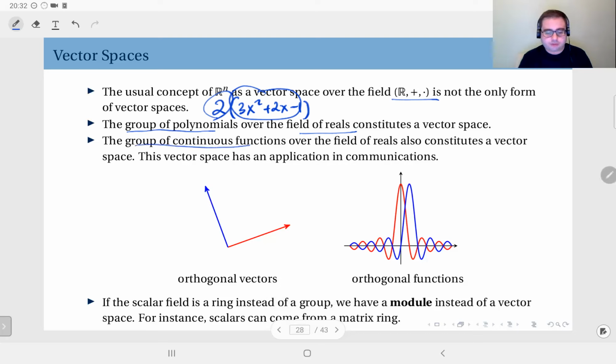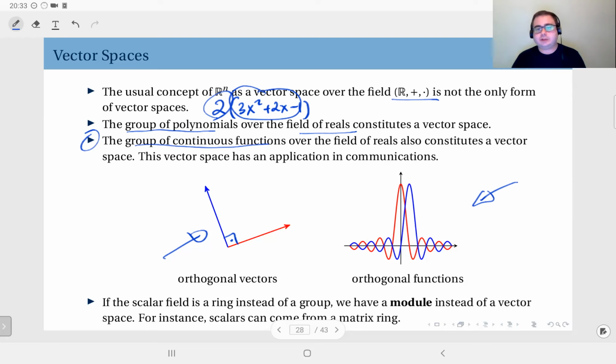Or for instance, the group of continuous functions over the field of reals, with the operation of addition, also constitutes a vector space. Now this vector space is special, especially for communications engineers, because we have direct applications of this in communications. For instance, when we say orthogonal vectors, you would understand this. You have two vectors with a right angle between them, right? This is in two-dimensional space, for instance, or it could also work in three-dimensional space, or you can think of this in my new vector space, with the group of continuous functions over the field of reals.